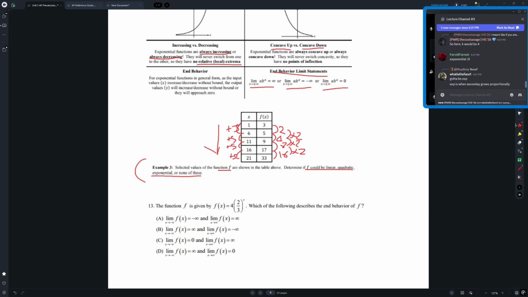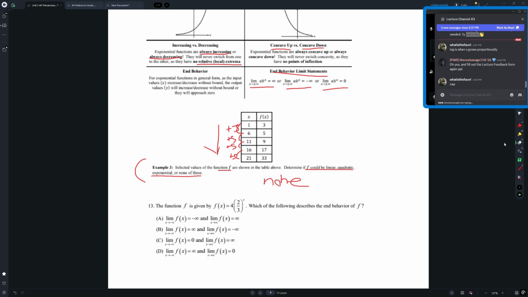Oh wait, no, it would be none, because I think it would be none. Okay, it's none. Because this is plus 2, it's not exponential. To be exponential, it has to be multiplying by 4 on its first consecutive term.